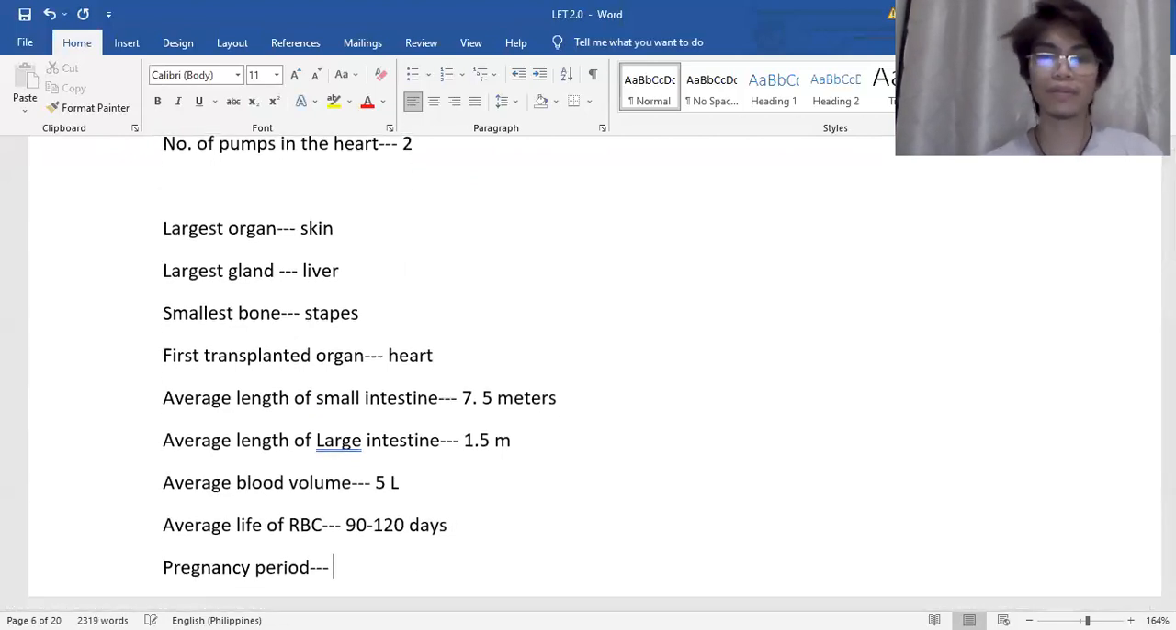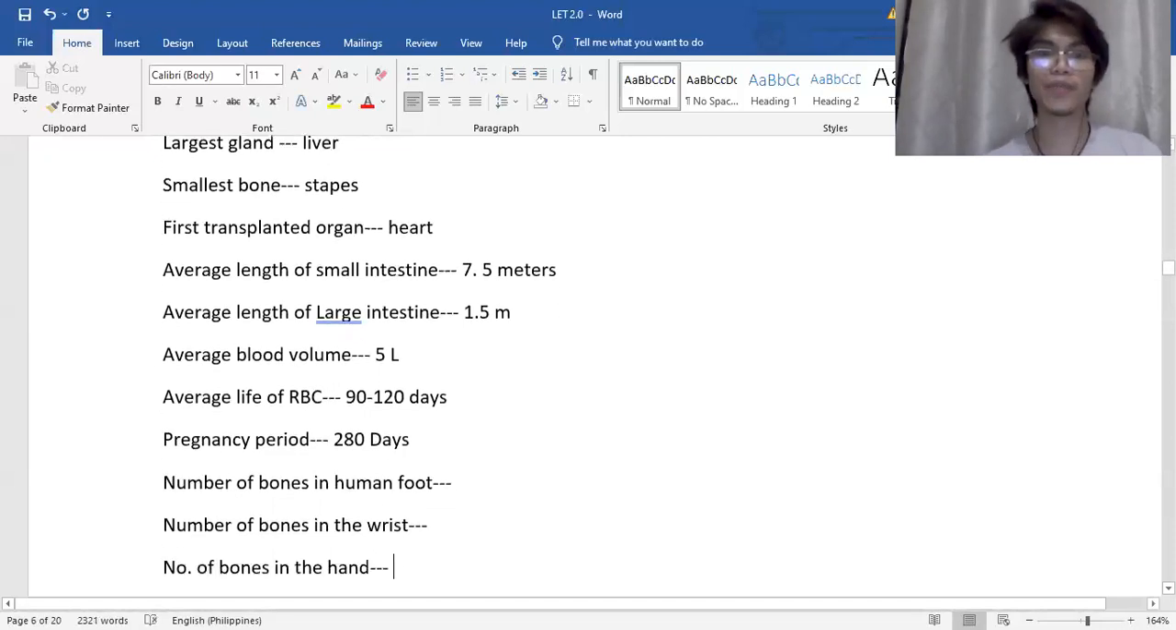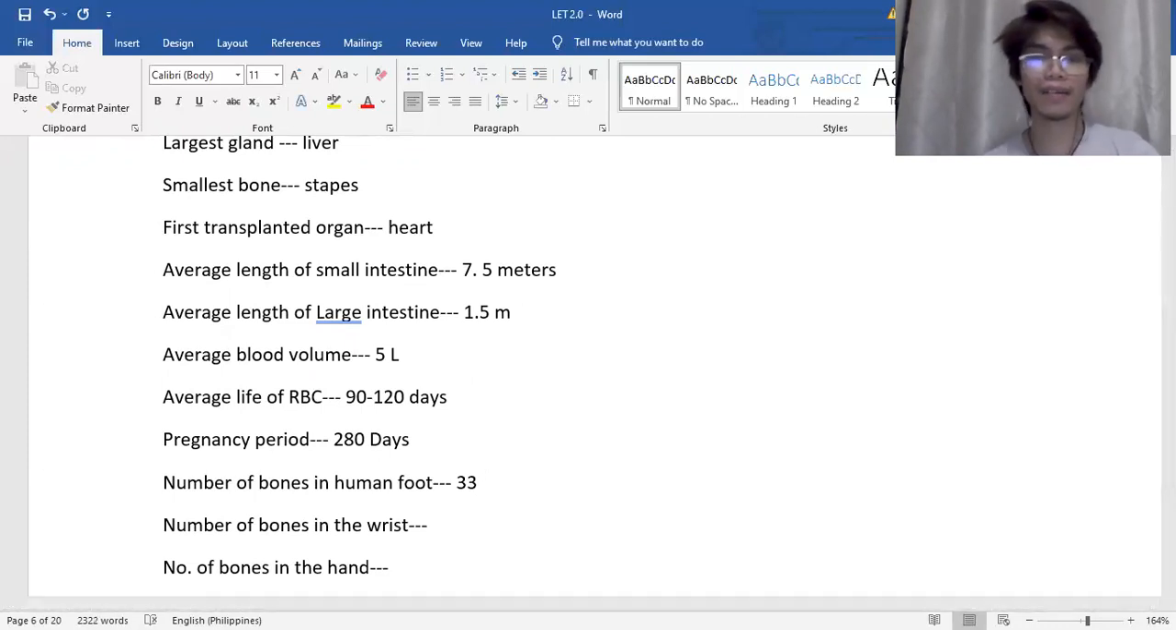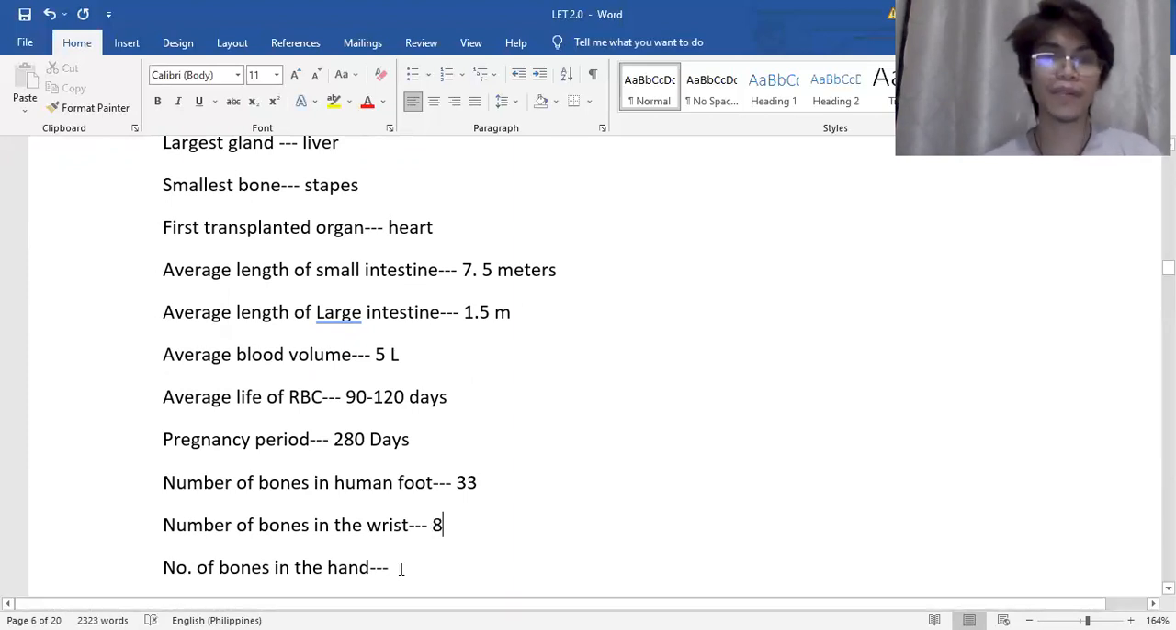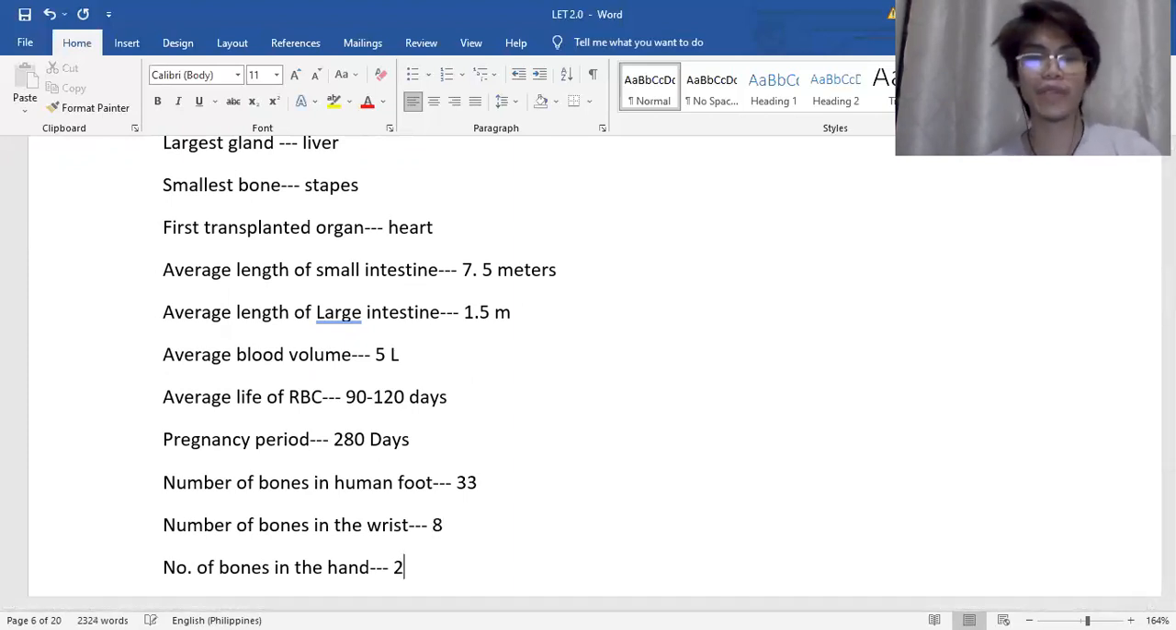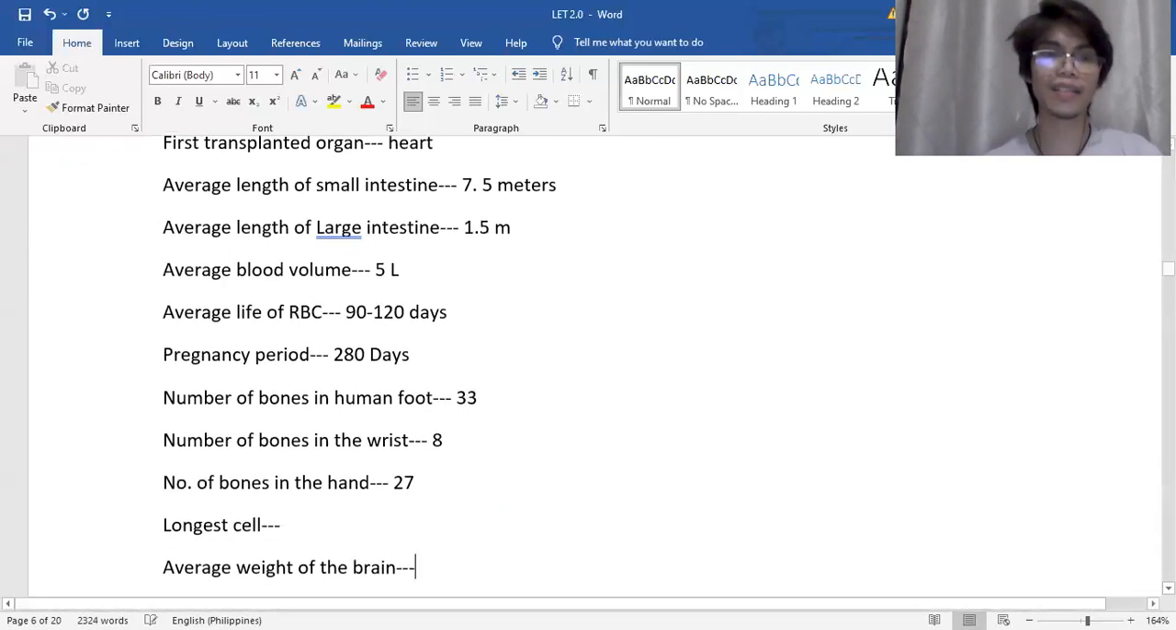Pregnancy period, 9 months. That is equivalent to 280 days. Number of bones in the human foot, sorry, 33. Number of bones in the ear, that's 8. Number of bones in the hand, if you're going to count, we have 27. And longest cell, of course, the neurons.